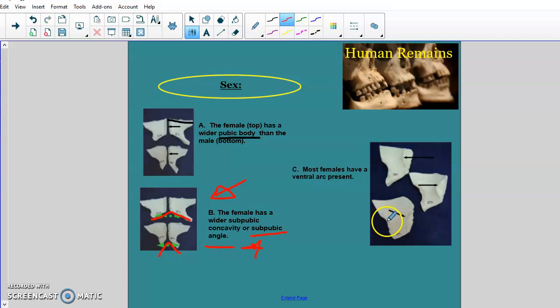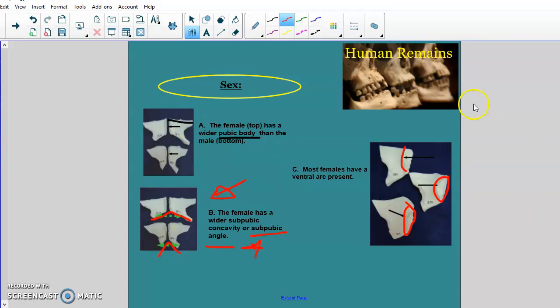The third factor that they can look for is what's called a ventral arc. Females usually have a ventral arc present, and males usually do not. Sorry, I just kind of went right over top of that. And the ventral arc is right here. It's like this line, and you can see these are all female. It's just this kind of addition to the pelvic bone that females have that males don't.